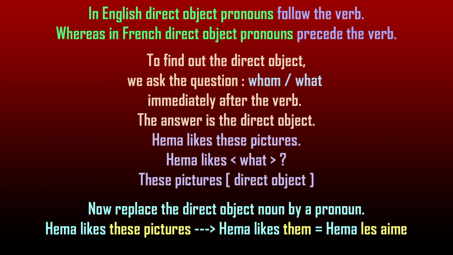For example, Hema likes these pictures. I am going to ask the question what? Hema likes what? These pictures. That's the direct object. Now replace the direct object noun, these pictures, by a pronoun. Hema likes these pictures becomes Hema likes them. In French, it is Hema les aime.